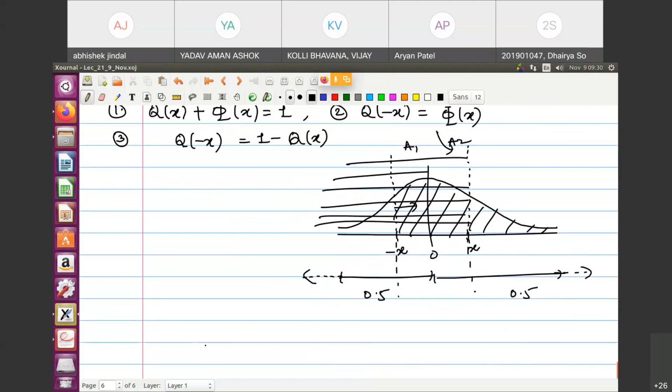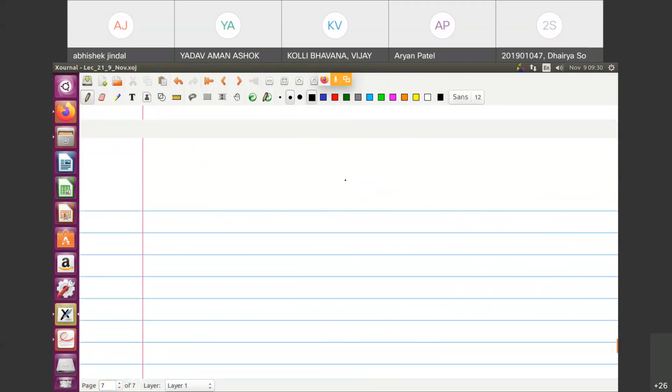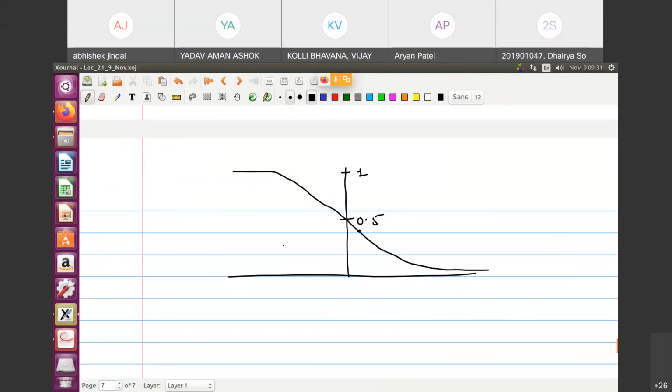Let me just draw the graphs for these two, q of x and phi of x. They are quite simple to see basically. If this is 0.5 and this is suppose 1, then you will find that this is like this. Basically, it's difficult to draw exactly what it is, but let me just try.